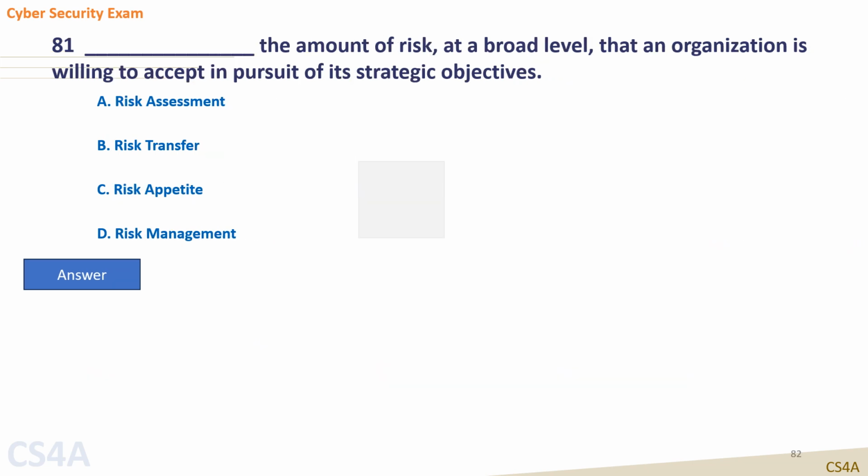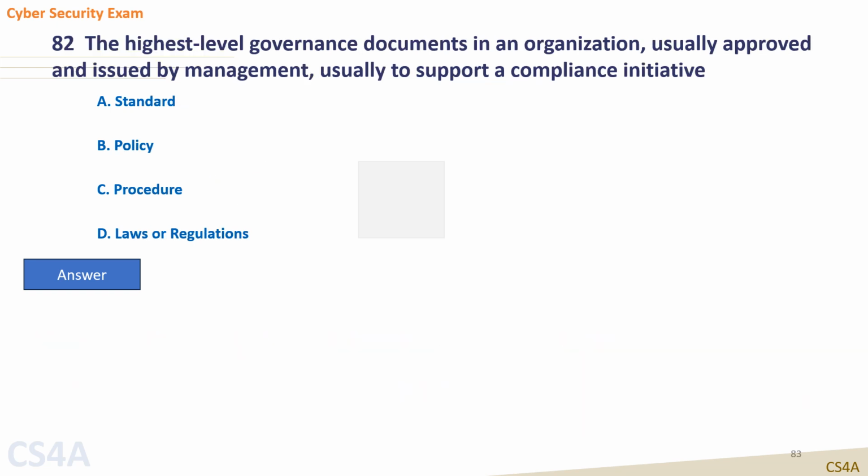The first question is: the amount of risk at a broad level that an organization is willing to accept in pursuit of its strategic objectives. The keyword is the amount of risk the organization is willing to accept, so clearly the answer is risk appetite. C is the answer. Here the next question is: the highest level governance documents in an organization, usually approved and issued by management, usually to support a compliance initiative. The keywords are high level governance and issued by management, and it's a compliance initiative. So clearly the answer is policy.